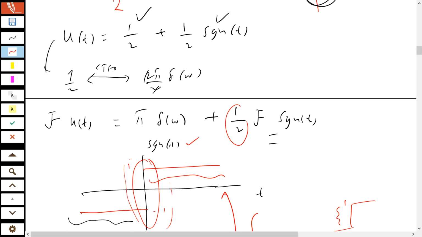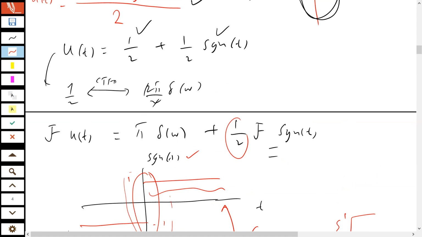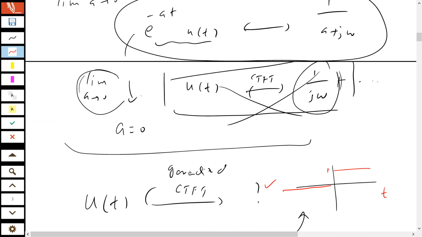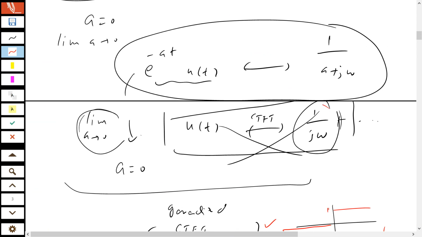And now let's get back to that. We can now attack the Fourier transform of u. So what is the Fourier transform of signum? We just worked it out: 2 over j omega. And the 2 cancels out, and your final expression is 1 over j omega.